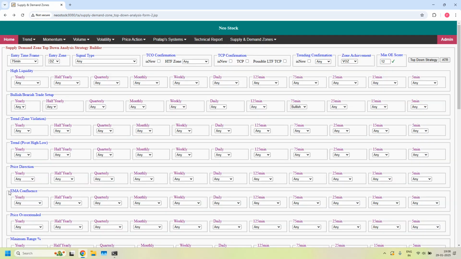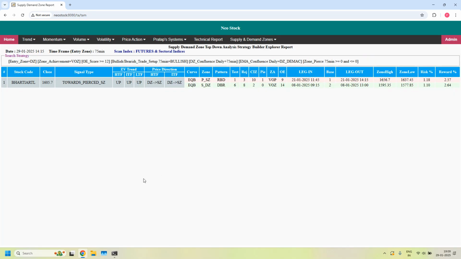So if the daily demand zone has daily EMA, there could be even higher priority zones, these daily zones. Let's verify. In the EMA confluence at daily time frame, because the 75 minutes demand zone is part of the daily demand zone, that's why we are looking for daily demand zone having daily EMA confluence. With this filter, we got 1 stock.